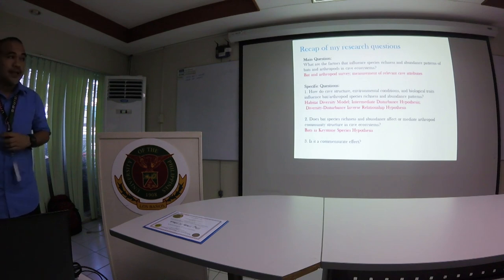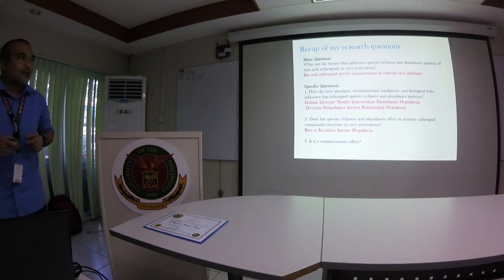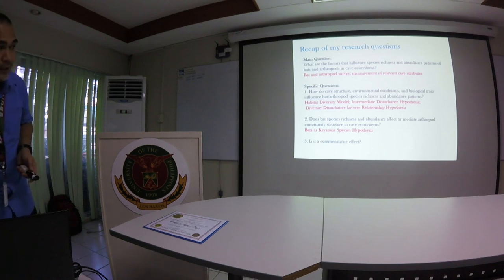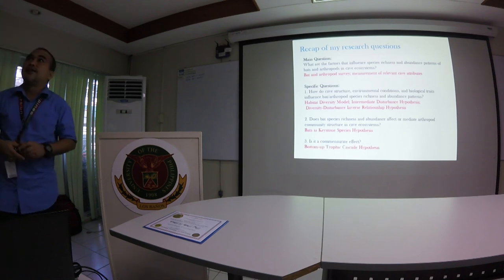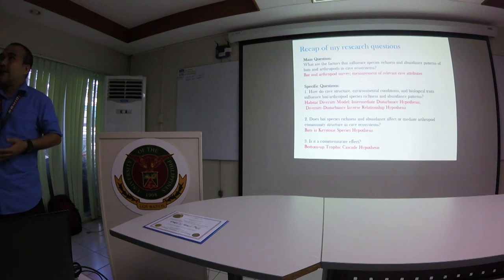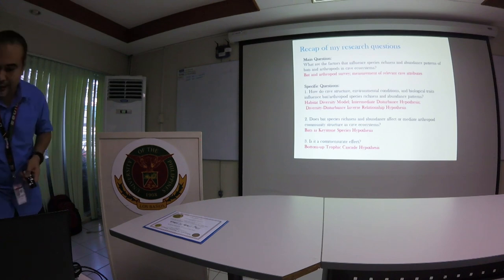And then for number two: does bat species richness and abundance affect or mediate arthropod structure? I'll try to answer that with the bats-as-keystone-species hypothesis. And is that a commensurate effect? So you want to question that. As a framework, I'll be using the bottom-up trophic cascade hypothesis.